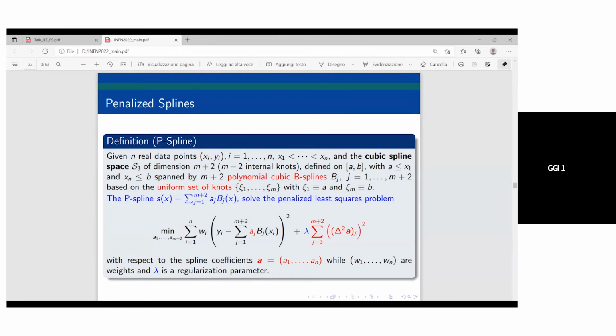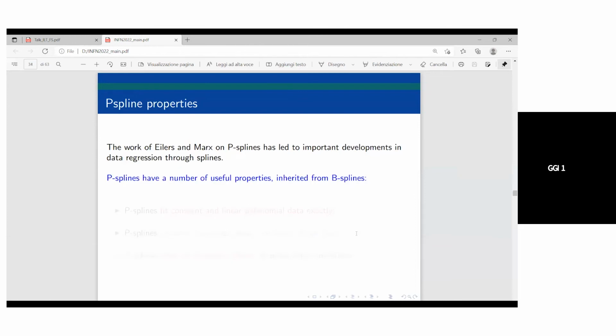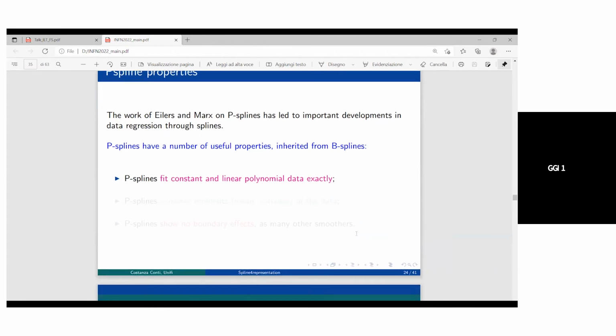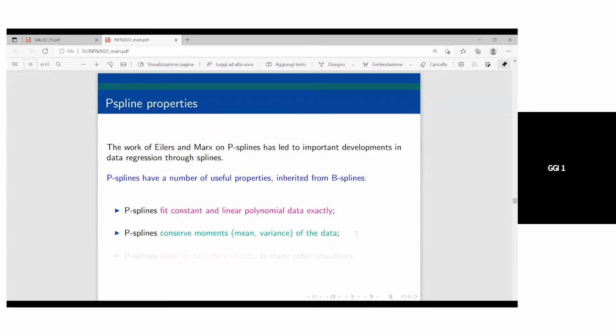If we solve this problem, we get a smoother spline, which is a good compromise between the smoothing spline and the regression spline. They have very nice properties, for example, they fit constant and linear polynomial data exactly. So if it happens that your data lie on a line, you get the same line back. They conserve the moments of the data, which is also important, and they do not show boundary effects. The boundary effects were mentioned before by Salvatore. If you have a model that does not behave well at the boundary of your domain, it will affect, for example, the Laplace transform inversion.